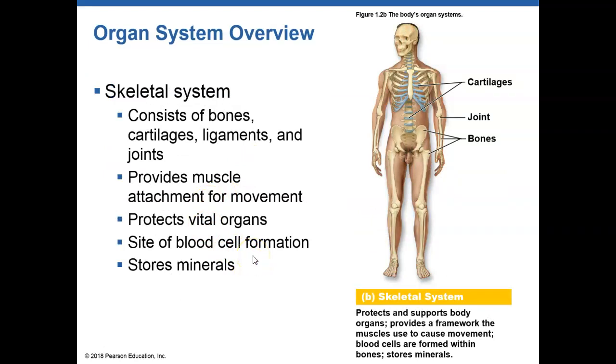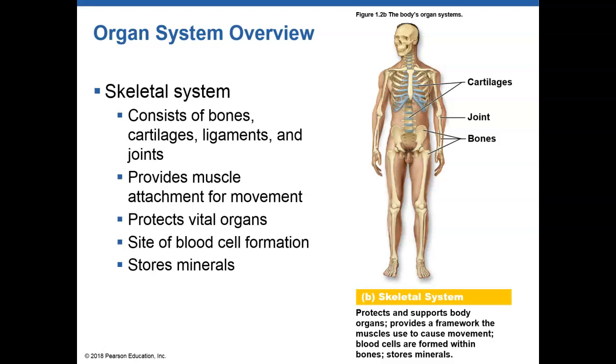The next organ system is the skeletal system. This consists of all of the bones of our body and has accessory organs such as cartilage, ligaments, and joints. And joints really aren't organs. Joints are just areas where those bones come together.